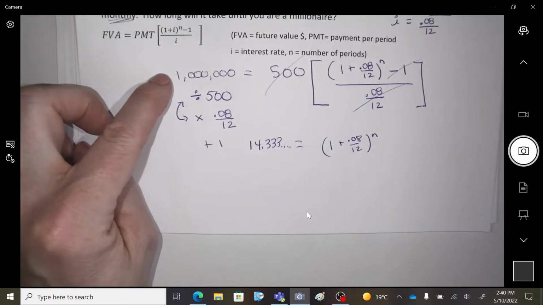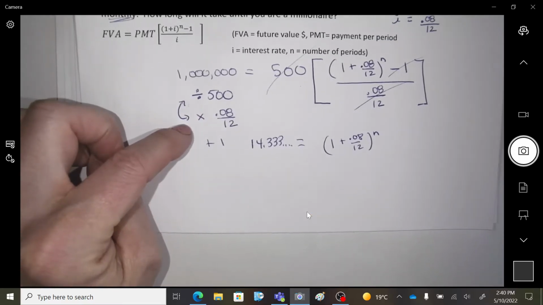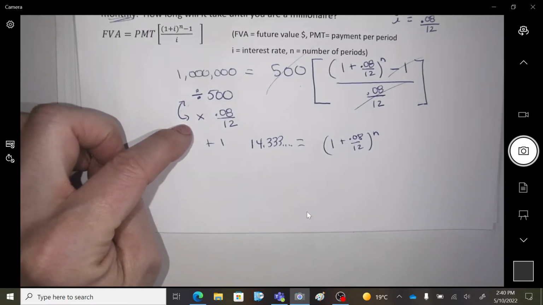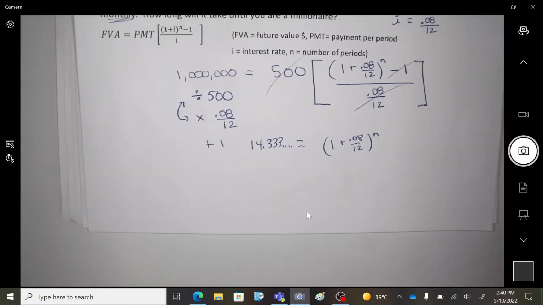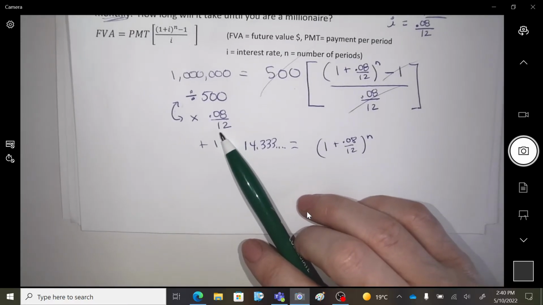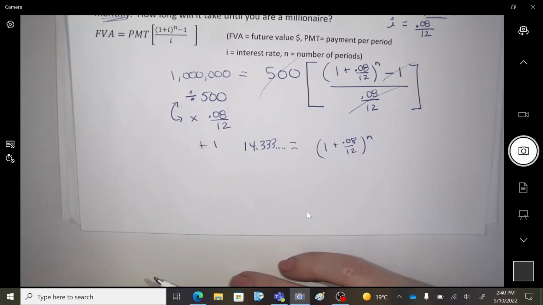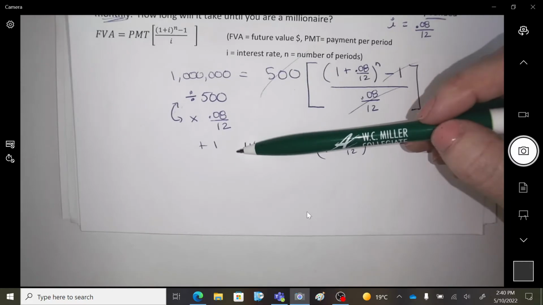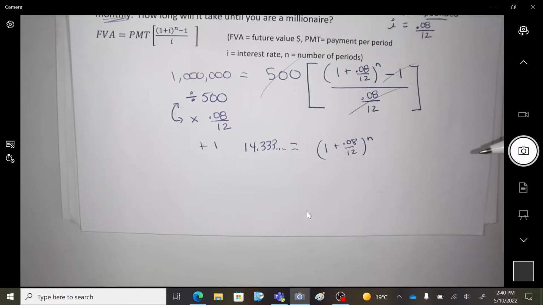1 million divided by 500 times, and then add 1 after. You're not getting 14.33? I didn't put brackets on that and it was okay. I'm putting brackets on it. You don't need any brackets. I might have pushed equals before I added 1.